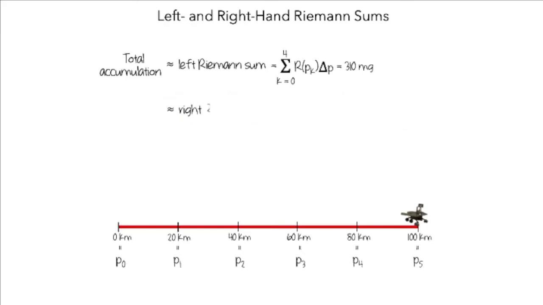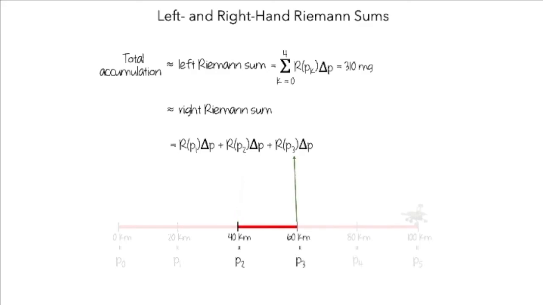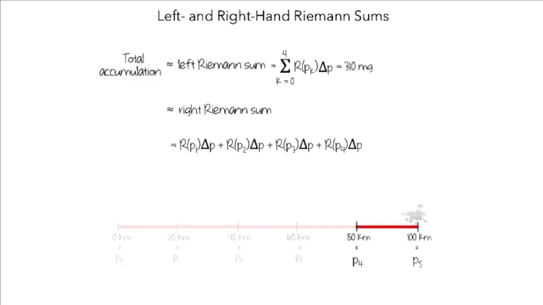We can also approximate the total accumulation using the right-hand sum. We'll use the same process as a left Riemann sum, but use the right endpoints instead. So for the first interval, we find the rate at the 20 kilometer mark, which we label as p sub 1. For the second interval, we compute the rate at p sub 2, then at p sub 3 for the third interval, p sub 4 for the fourth interval, and at p sub 5 for the last interval.